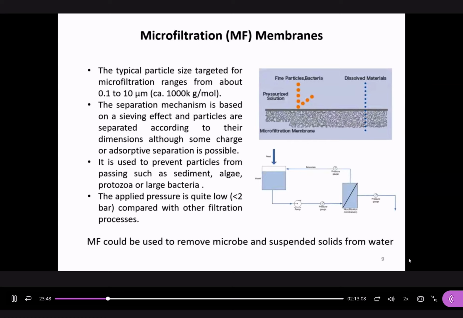But we know that for adsorption, the limitation is the saturation. Right? For adsorption, you have adsorption sites. When all the adsorption sites are occupied, it reaches saturation. So what do we remove? Sediments, algae, protozoa, or large bacteria. The pressure we apply is relatively low, lower than 2 bar. So typically less than 1 bar, 0.5, 1, etc. So microbeads and suspended solids can be removed from water.